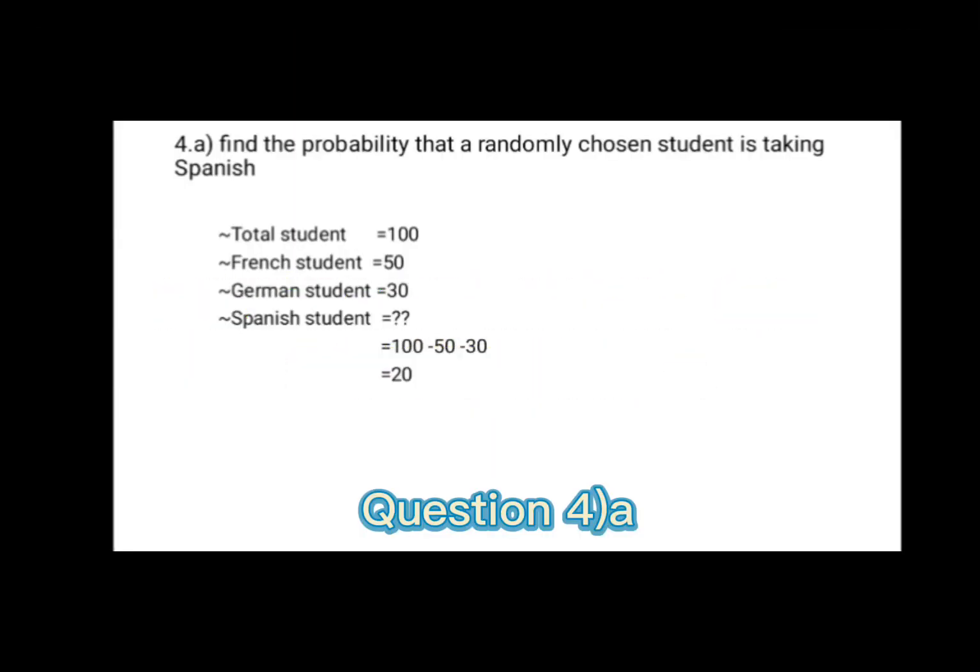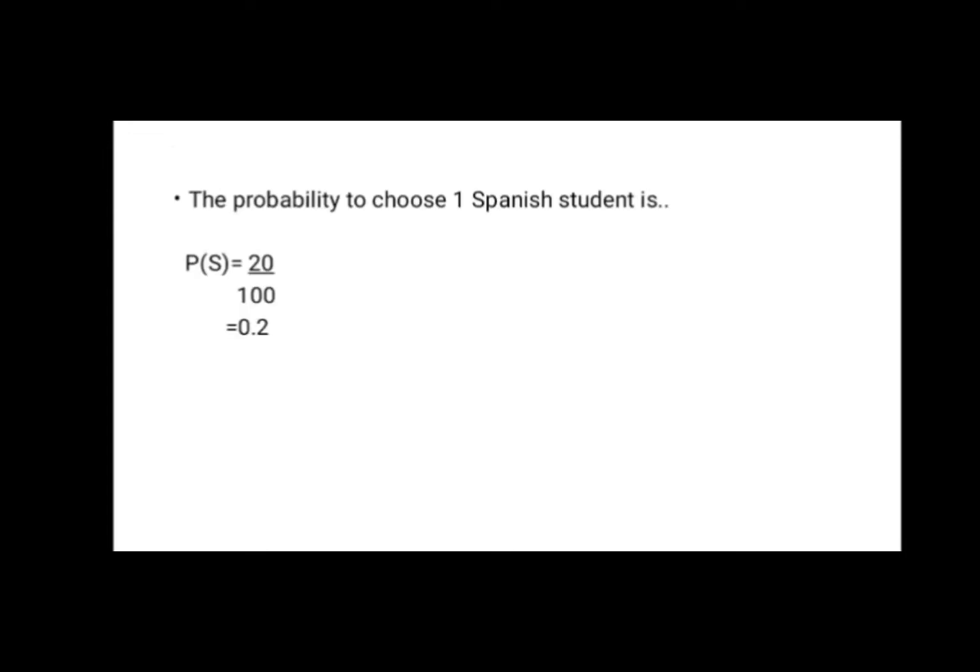Okay, for question A, it wants us to find the probability that a randomly chosen student is taking Spanish. So we have a total of 100 students, and there are 50 French students and 30 German students. So we know the total of Spanish students is equal to 20. So the probability to choose one Spanish student from 100 is 20 Spanish students divided by 100 total students, and we will get 0.2.